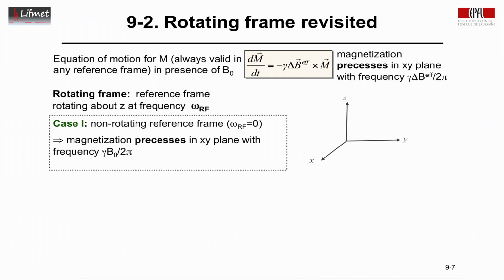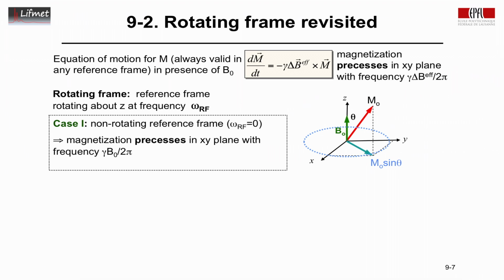So if we take the reference frame here, we have the B0 here. We have our magnetization here. We're just putting the magnetization at a certain angle, so we're just looking at the component that's transverse. The component that's parallel to B0 does not precess.